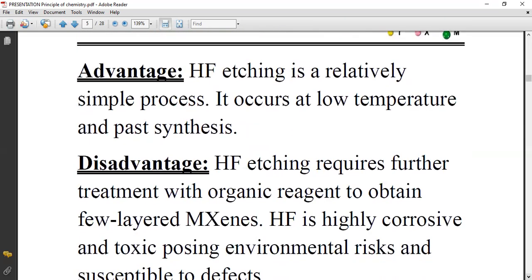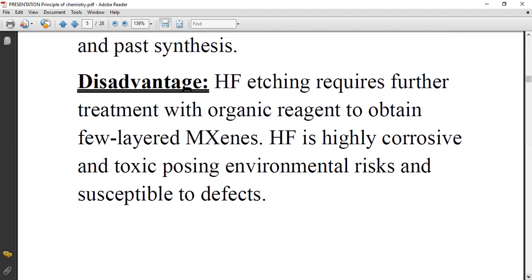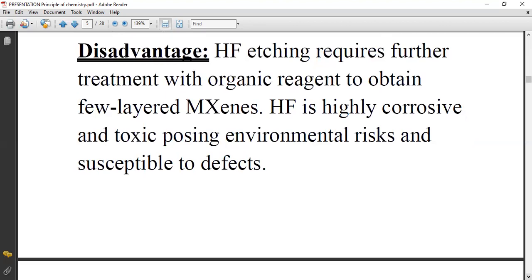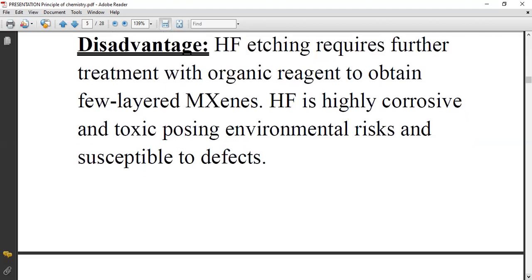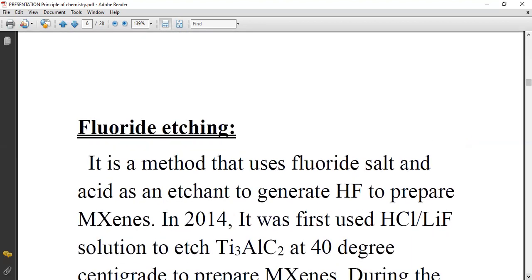The advantage of HF etching is that it is a relatively easy and simple process and occurs at low temperature. The disadvantage of HF etching is that it requires further treatment with organic reagent to obtain few-layered MXene. HF is highly corrosive and toxic, posing environmental risk, and the product is susceptible to defects.